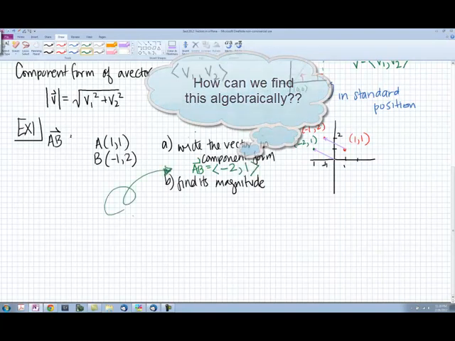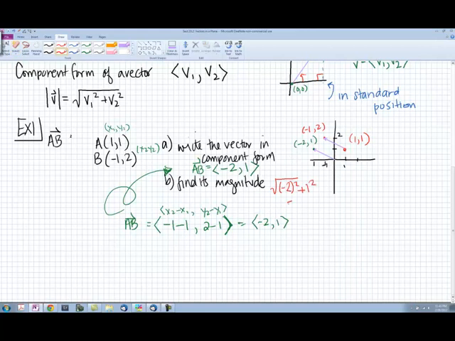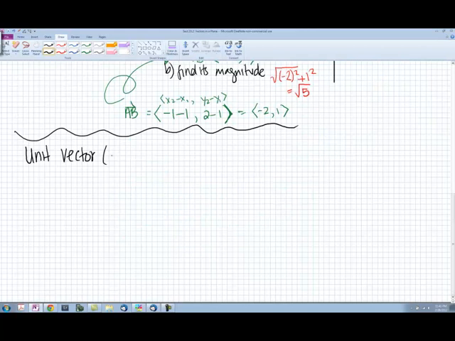Calculate terminal minus initial. So that would be negative 1 minus 1 and 2 minus 1. What's the magnitude? It's going to be the square root of negative 2 squared plus 1 squared, or the square root of 5. A unit vector is simply any vector that has a magnitude of 1.